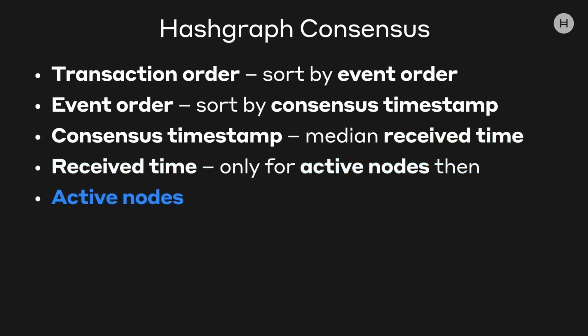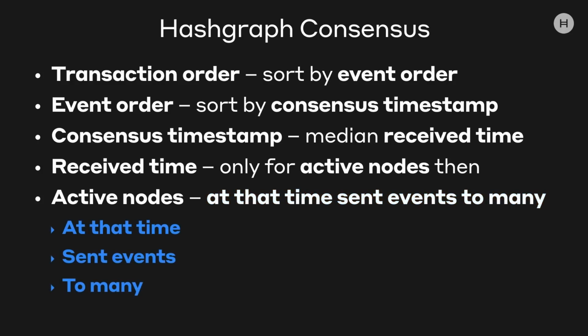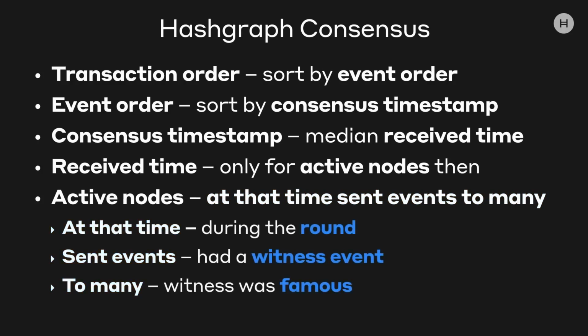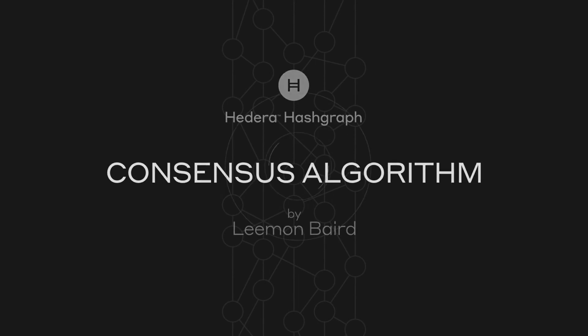The computers that around that time were each sending events to many of the other nodes. But what do we mean at that time, sent events to many? Well, we mean during that round. We all have this history in the hashgraph. We break up history into a bunch of rounds, and we just look at it and say, okay, during that round, did this node actually send out some events? If they did, they have a witness. And did it reach many people at once? If they did, we call that witness famous. And we will weight all of this virtual voting by the stake that they are holding, how many HBARs they own. So, it is gossip about gossip with virtual voting, and that is the hashgraph consensus algorithm.